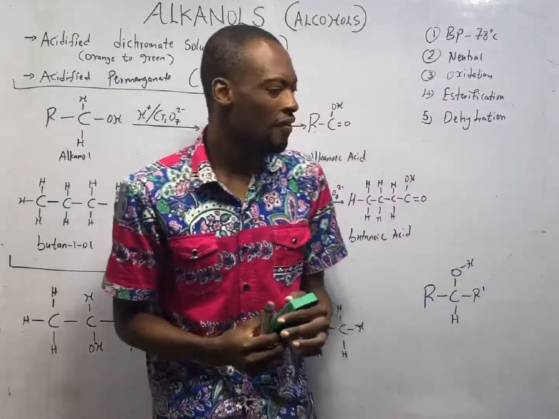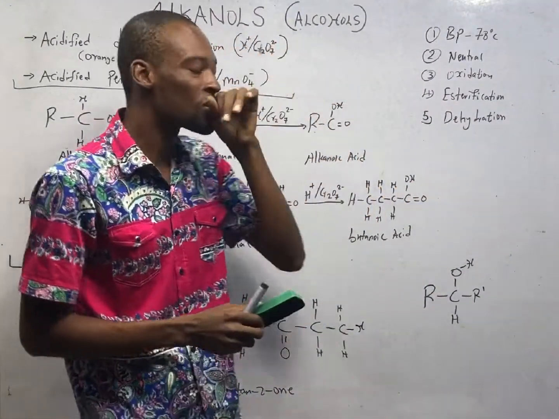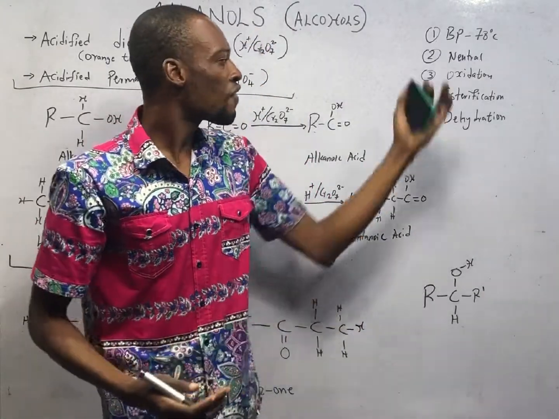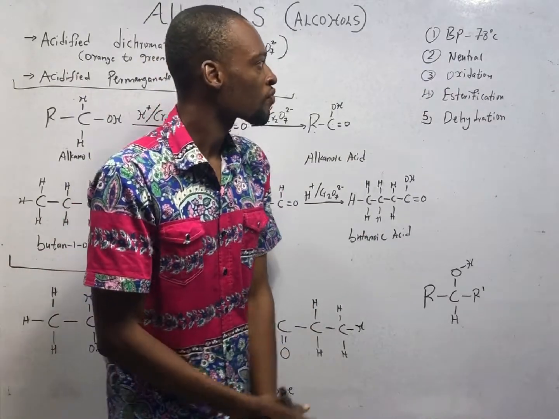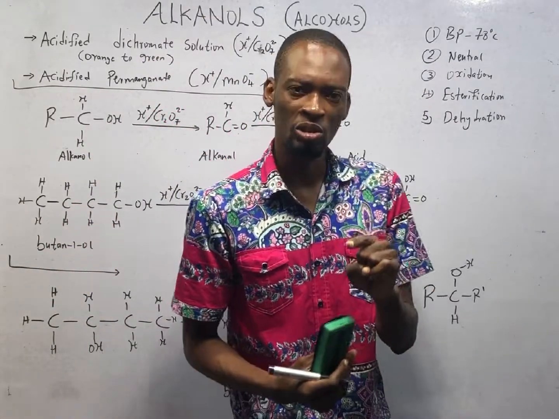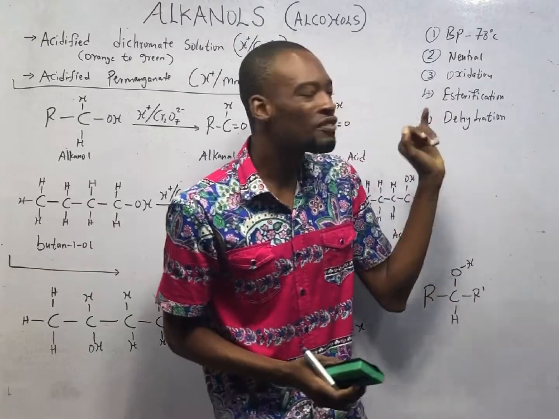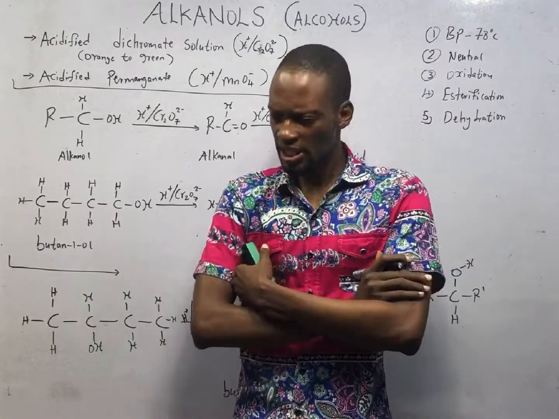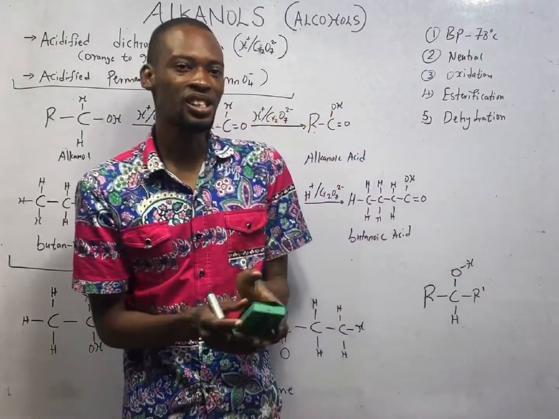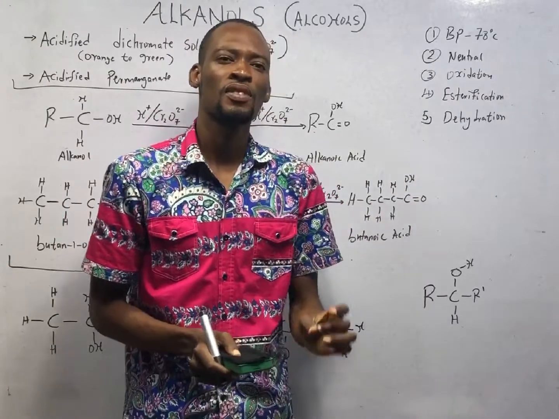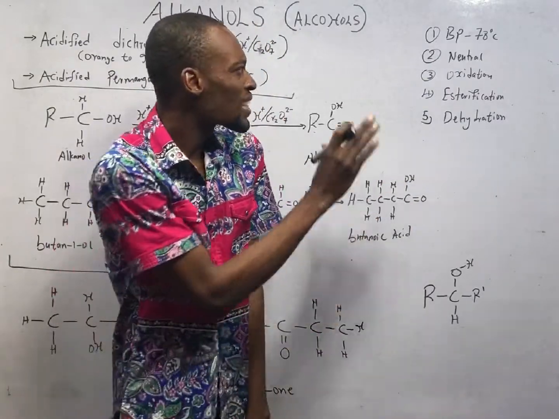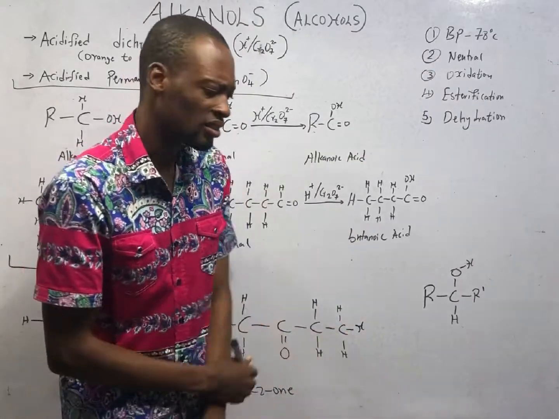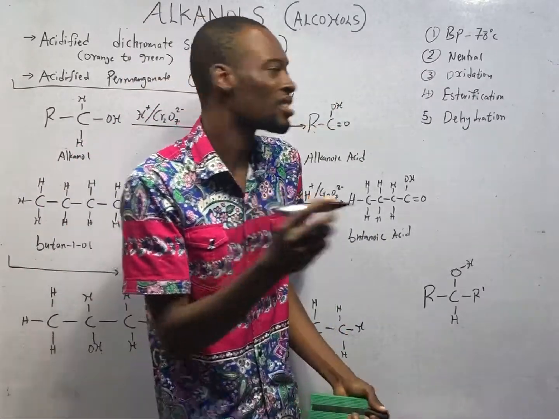Let's take a look at the properties of alkanols or properties of alcohols. The first one here is boiling point. The boiling point of alkanols or alcohols is 78 degrees Celsius. This is high. Generally, organic compounds have low boiling points, but alkanols, on the other hand, disobey this law. Why? This is because of the presence of hydrogen bonds.